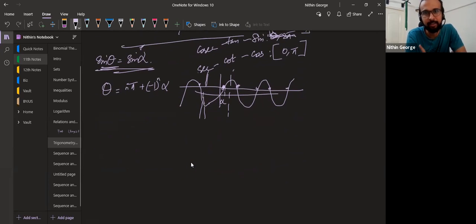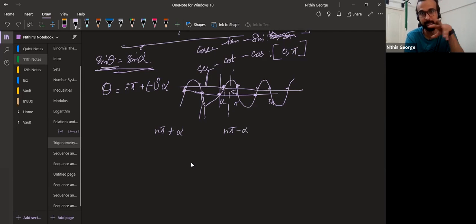Just remember this. If you're starting from an even multiple of pi, like 0, 2 pi, minus 2 pi and so on, it's just n pi plus alpha. Now, if you're starting from an odd multiple of pi, like pi, 3 pi, you're going n pi minus alpha. You're moving this side to get to this, so there you get n pi minus alpha.